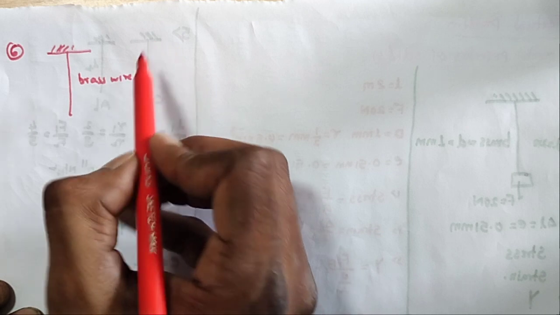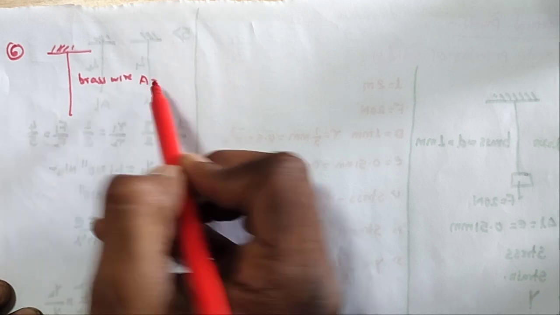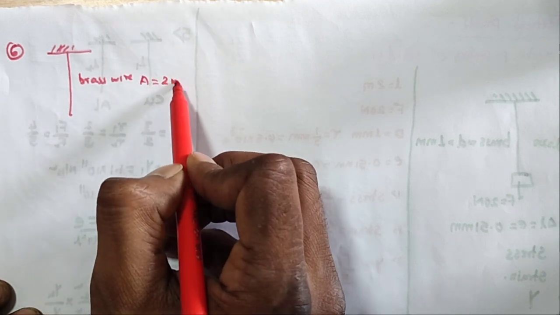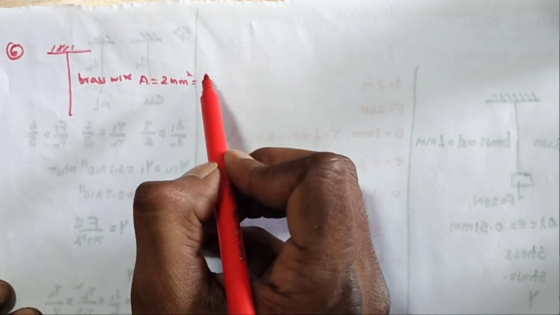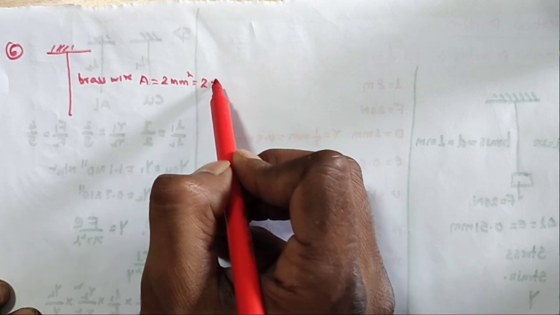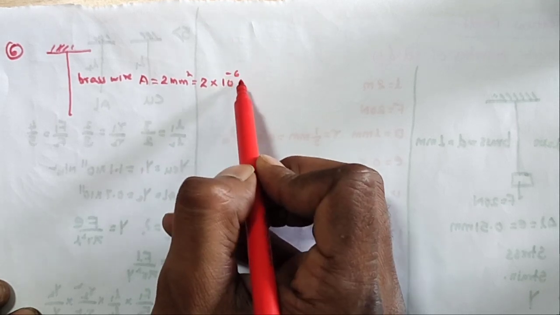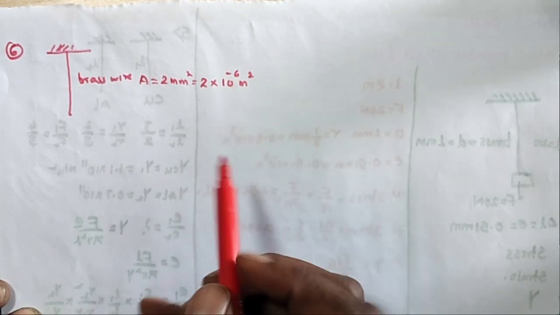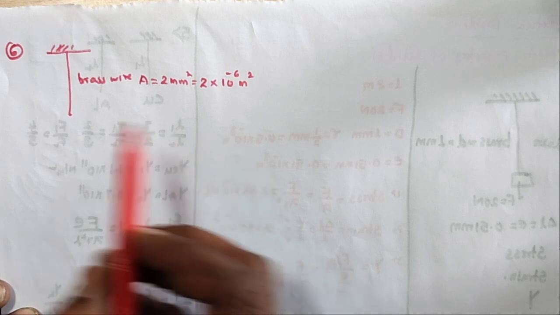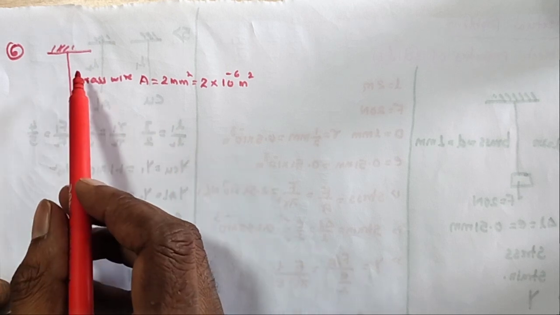Brass wire cross section A is given. What is the A? 2 mm square. So 2 into 1 millimeter, 10 power minus 3, whole square, that is 10 power minus 6 m square, the area of the cross section. It is suspended from the rigid support.